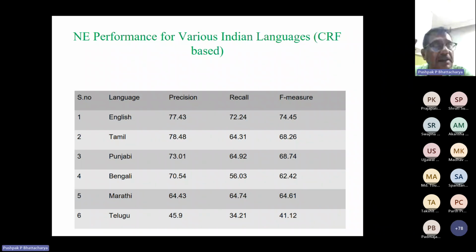Now, there was an exercise under FIRE, I believe, and also under the Machine Translation Consortia, where named entity performance for various Indian languages was noted. This was about 10 years back. And all the systems are based on conditional random fields. Anna University, a research group called KBC, they did that exercise. So all research groups gave them data: Tamil, Punjabi, Bengali, Marathi. Marathi data we gave after annotation. And at the time, the F measures, you can see English was 74, Tamil 68, Punjabi 68, Bengali 62, Marathi 64, Telugu 41. So this was the pre-LLM era.